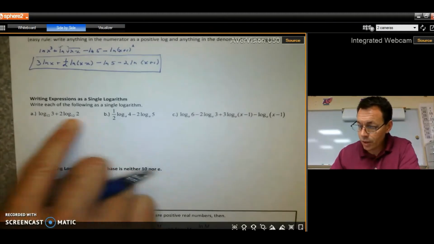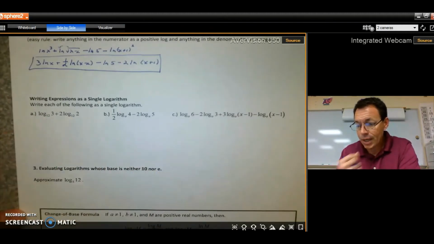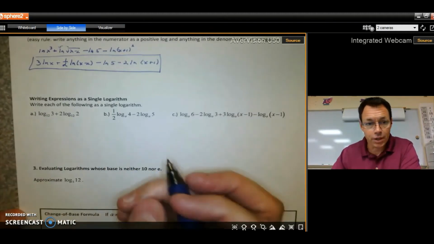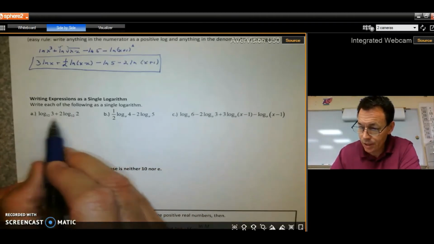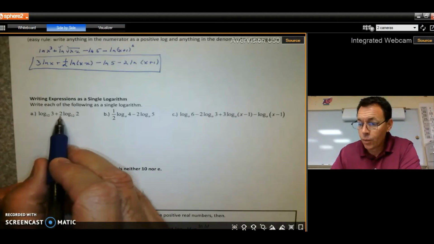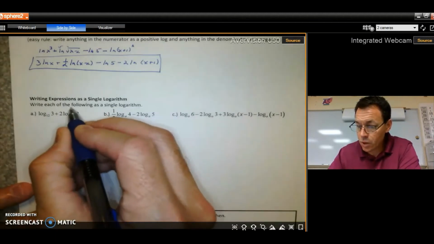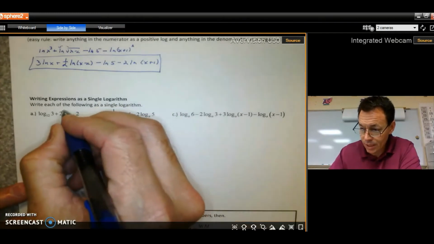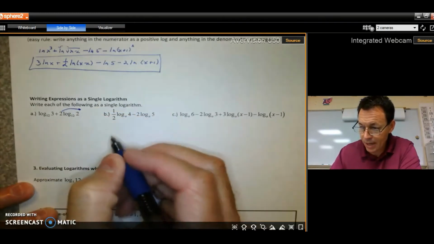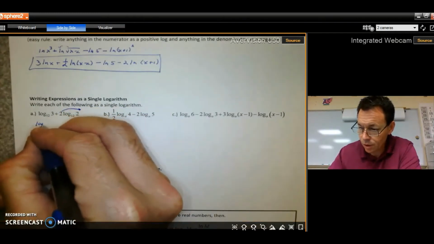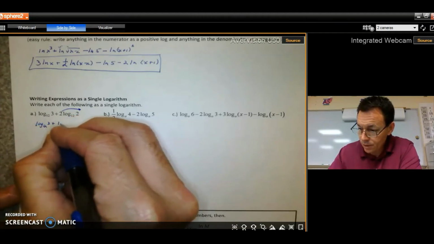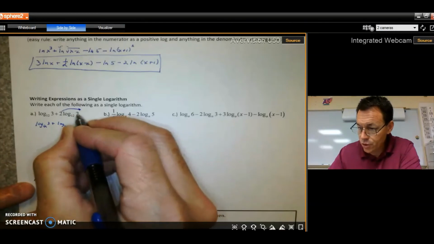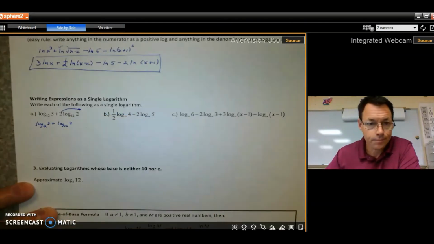I've got 2 logarithms. They're being added together, and I'm going to go in the opposite direction. So the first thing you want to do is, if you have a number out front, so there's nothing here, but there's a 2 here, we want to take that 2 and rewrite it as an exponent. So I want to take that 2 and attach it back to the 2. So log base 12 of 3 plus the log base 12 of 2 squared, or 4.